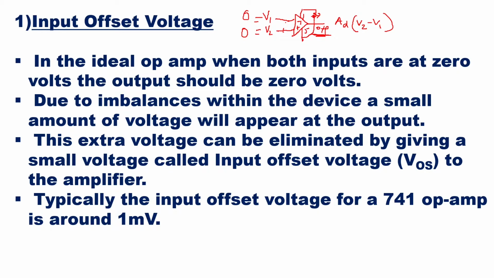Okay. Now this is a voltage which is due to the imbalances within the device. And that voltage should be made 0 by connecting a pot between pin number 1 and 5. That is, you're giving an extra voltage to eliminate this voltage. And before going into practical application, this voltage should be made 0 so that you get the correct results at the output. Okay, so generally speaking, input offset voltage is the small voltage at the output which exists when both the inputs are at 0 volt.